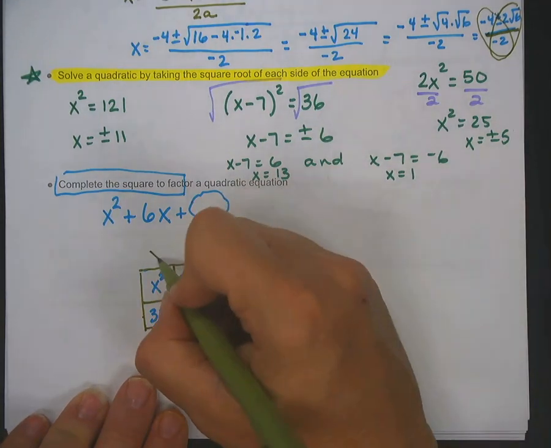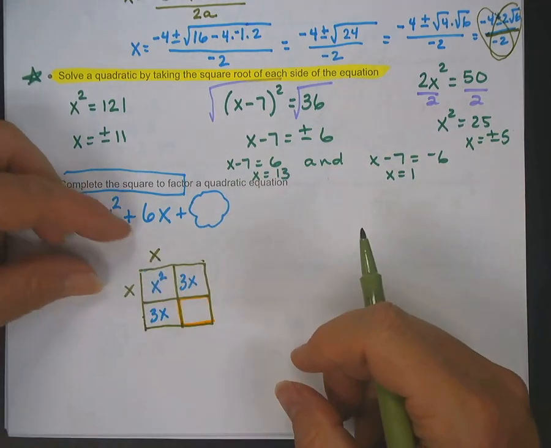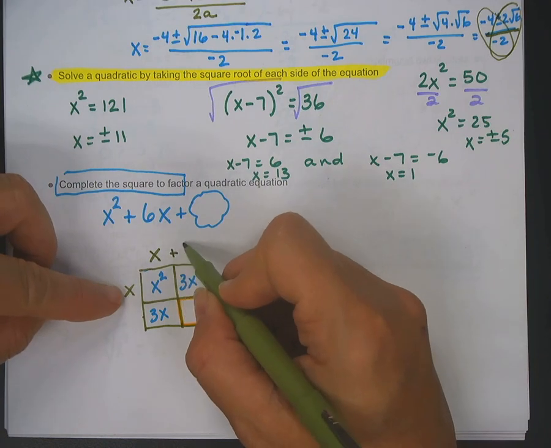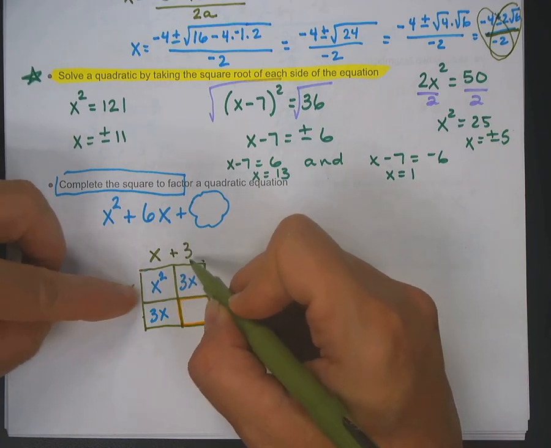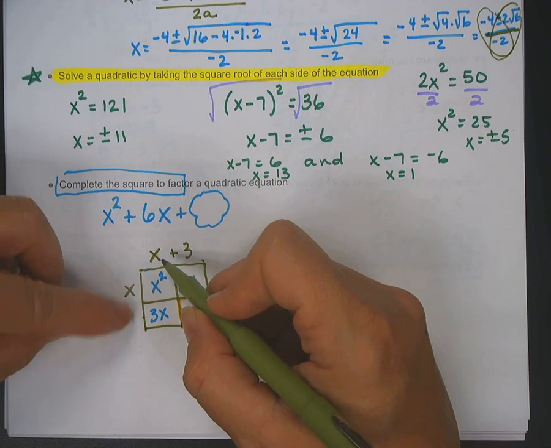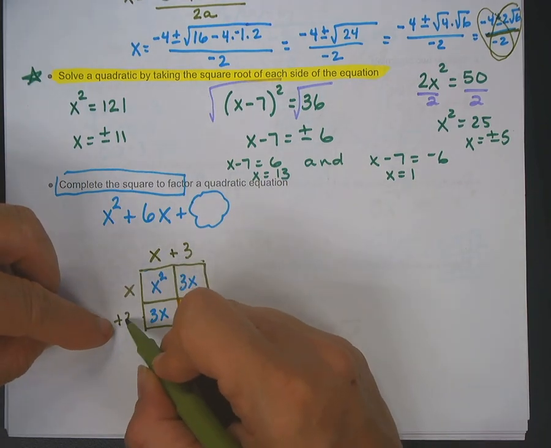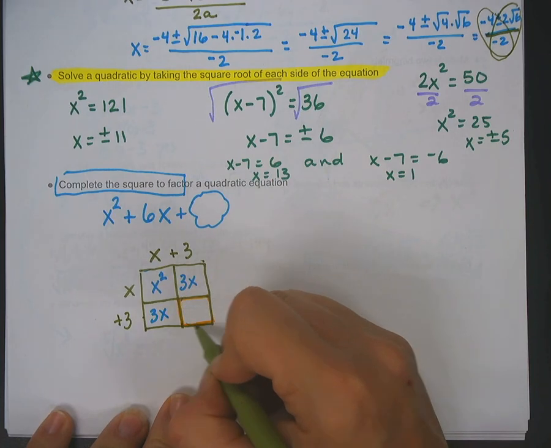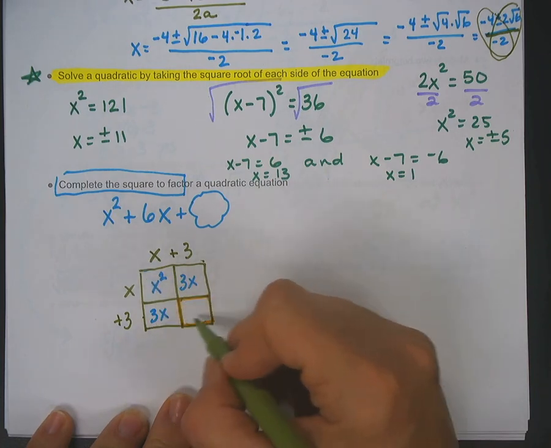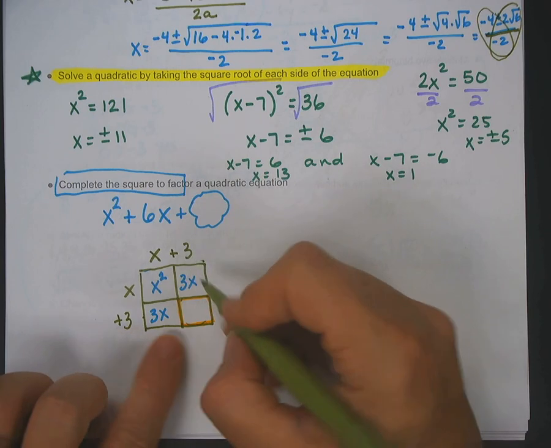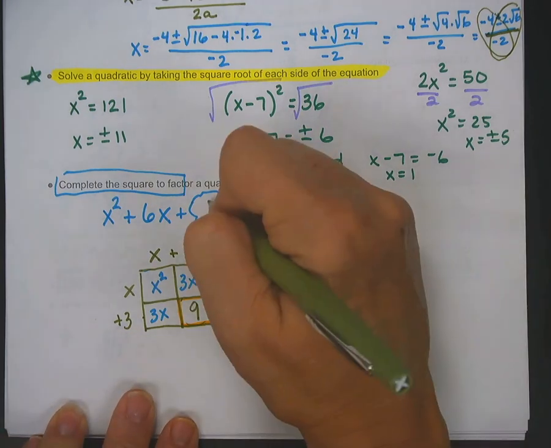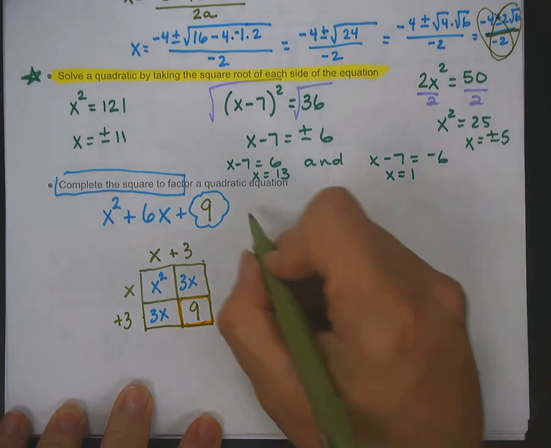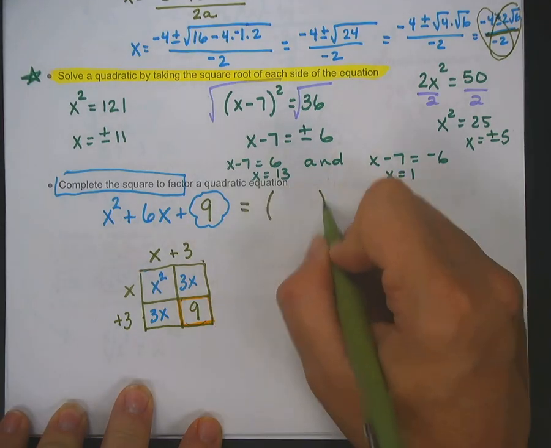Now you start doing battleship. I know that these two things have to be x and x. And I know that up here, this has to be a 3, because 3 times x is 3x. And I know down here, this has to be a 3. So we have to figure out what this number is to make this a perfect square. Well, 3 times 3 is 9. So we just completed the square. And now we can write it in factored form.